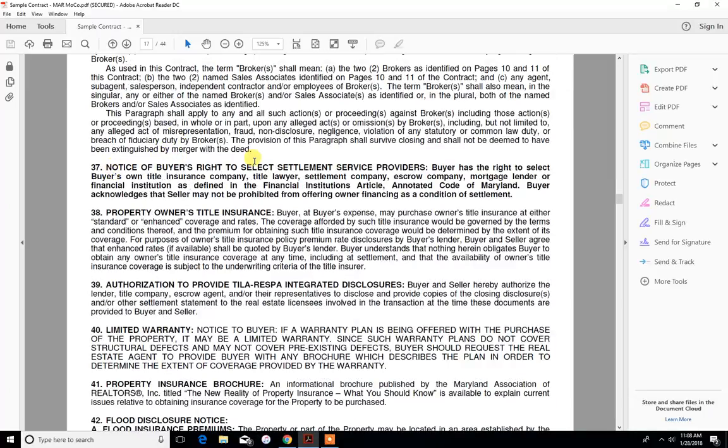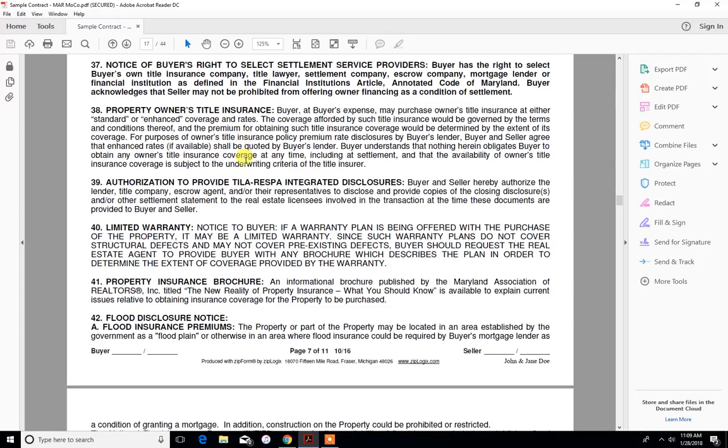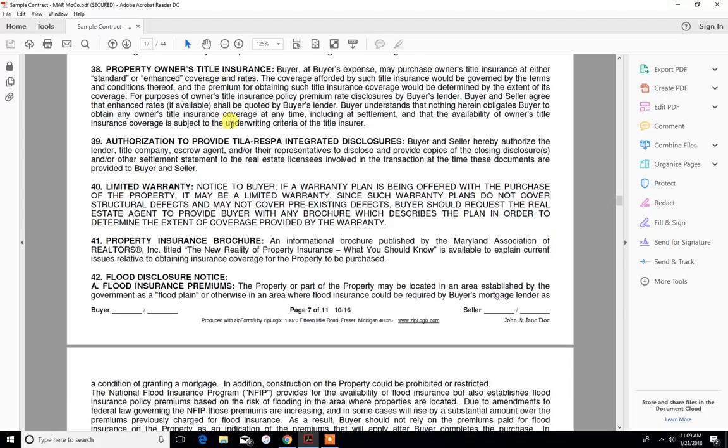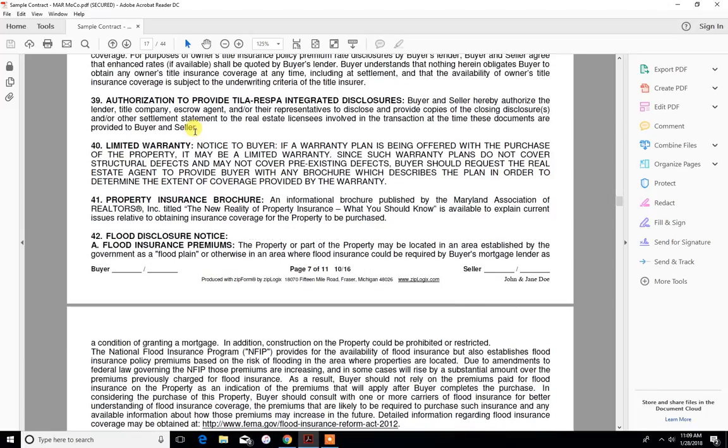In the state of Maryland, you have a right to select a title company to do the settlement. In our case, we're choosing Home First, if that's okay with you. Title insurance, you're going to have to get title insurance when you buy a home. The title settlement company will explain that to you in more detail. This is authorization to give the title company the disclosures that they're going to need to settle the house. Again, the title company is going to go into that detail.